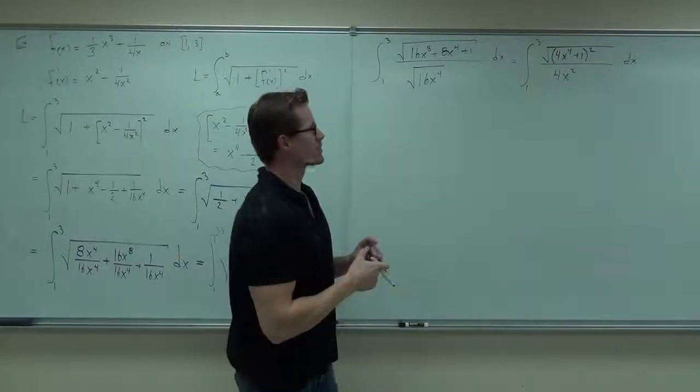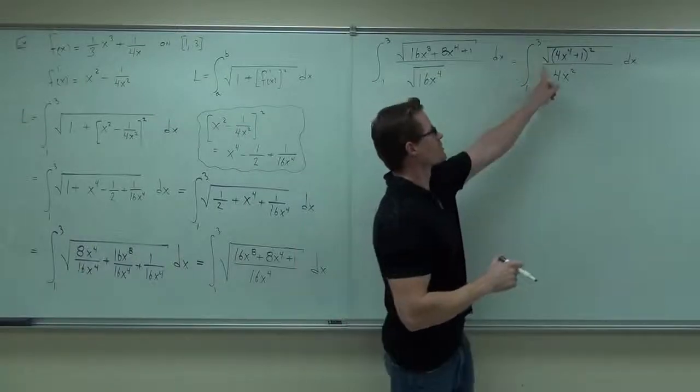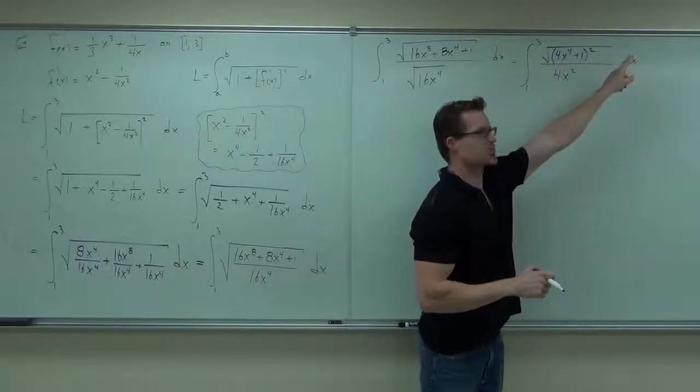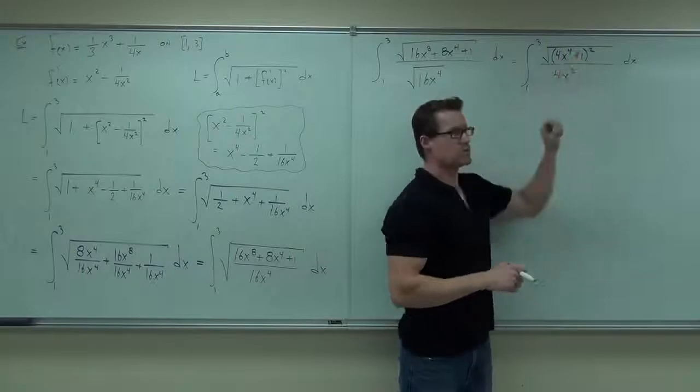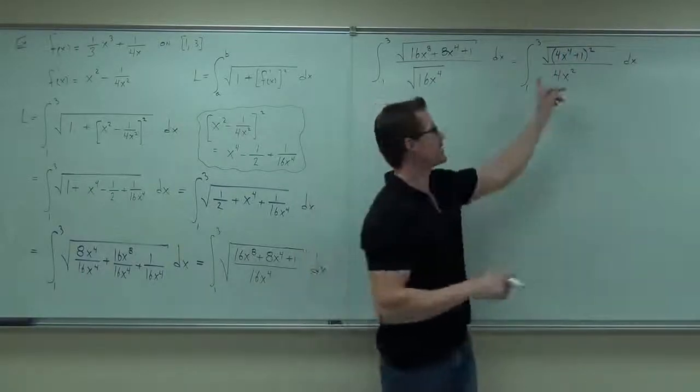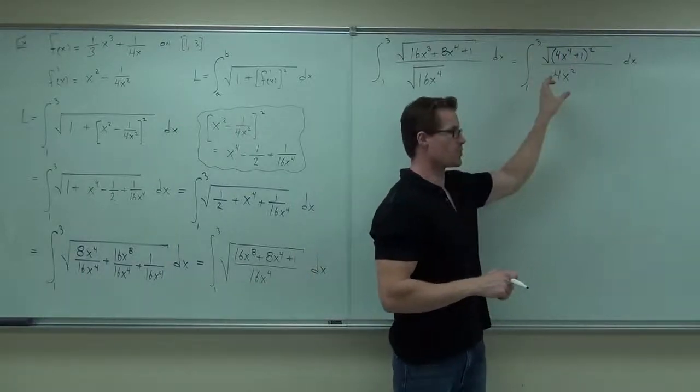(4x to the fourth plus 1) squared. Let's verify that just for a second. 4x to the fourth times 4x to the fourth is 16x to the eighth. Great. We're going to have 2 times 4x to the fourth, so that's 8x to the fourth, and then the plus 1 on the back end. So that's the appropriate factorization.